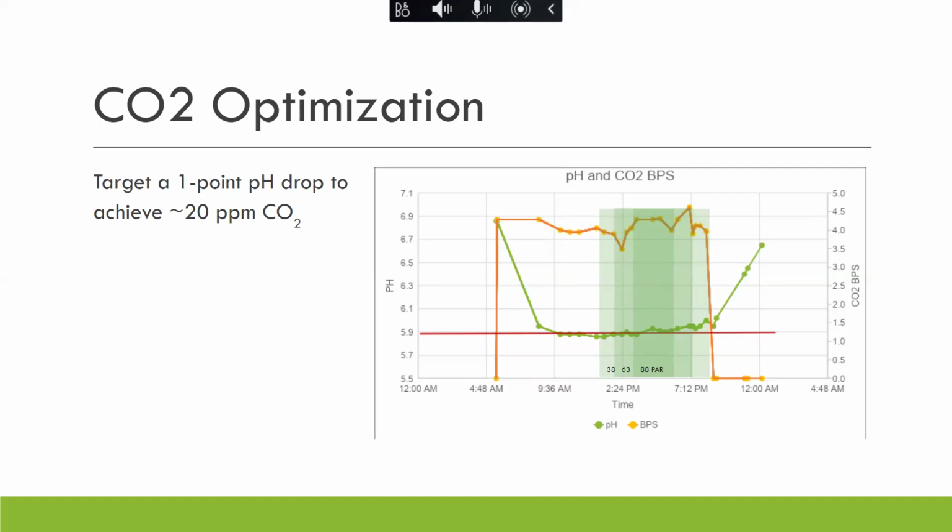So your plants are going to, during the day or while they're photosynthesizing, and of course my tank is getting some ambient light, right, from windows and stuff like that.